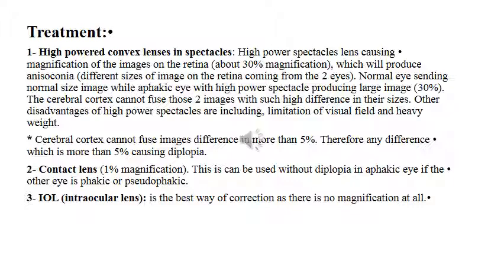Intraocular lens is the best option, and there is no degree of magnification of the image with intraocular lens implantation. We can use it for either unilateral or bilateral aphakia, but the child's condition, eye, and age should be proper.